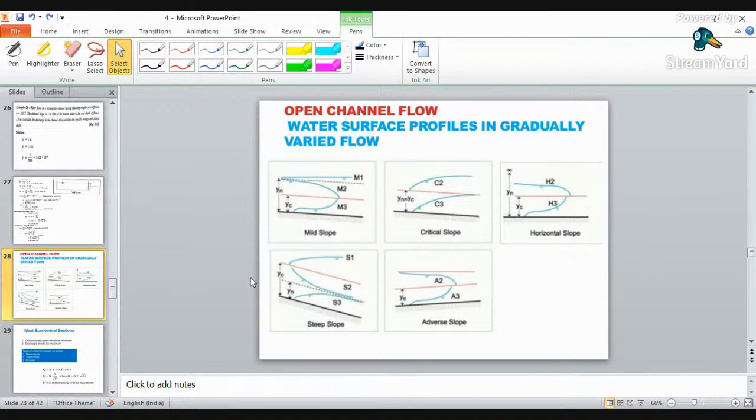So all these channel profiles, or the water surface channel profiles, will be decided on the basis of two parameters, that is NDL line and CDL line, and how the water is actually flowing with respect to that NDL line and the CDL line.